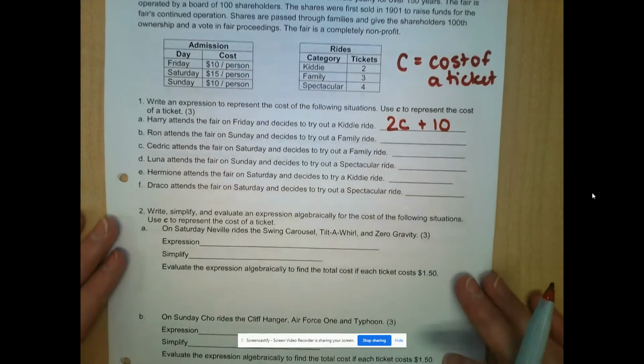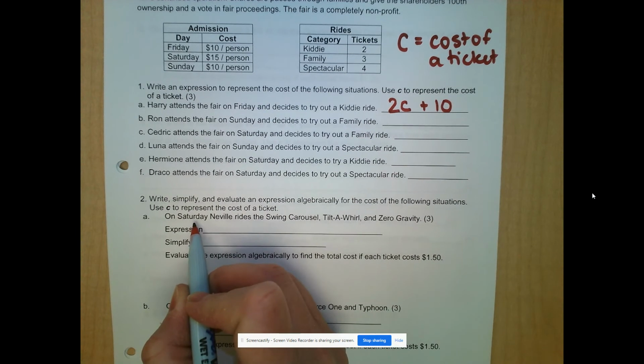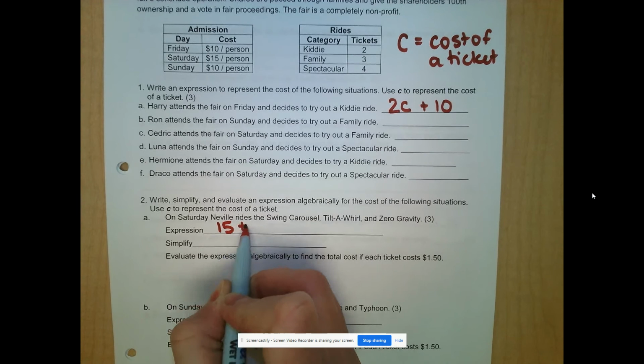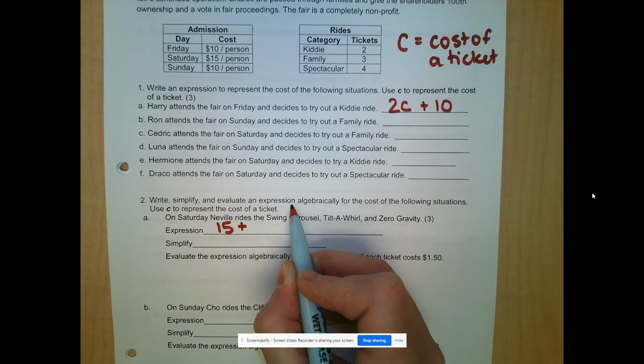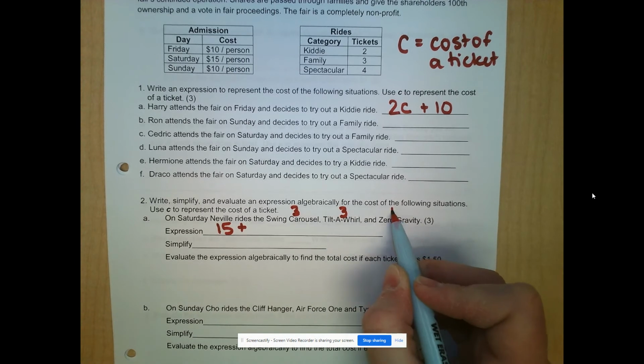Second, if you look down at question 2, it says, write, simplify, and evaluate an expression algebraically for the cost of the following situations. Use C to represent the cost of a ticket. On Saturday, Neville rides the swing carousel, tilt-a-whirl, and zero gravity. So you're going to need to reference your extra page. The expression is going to be the cost for Saturday, right? And if I look up at my table, the cost for Saturday is $15 plus. Now, the swing carousel is a 3-ticket ride. The tilt-a-whirl, also a 3-ticket ride. And zero gravity is a 4-ticket ride.